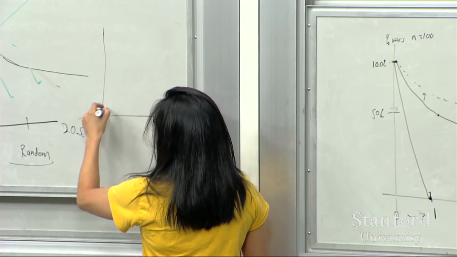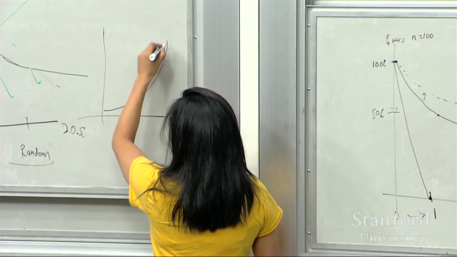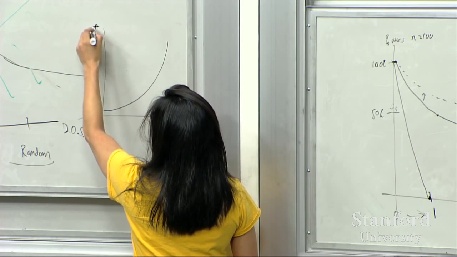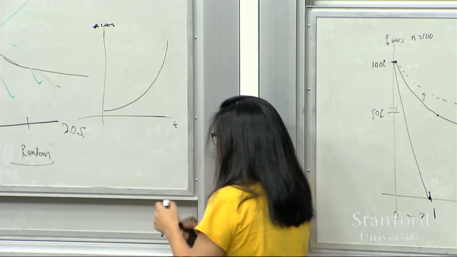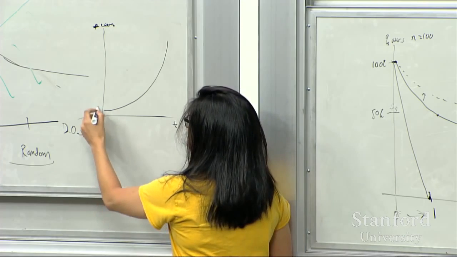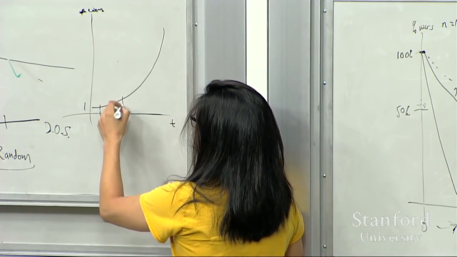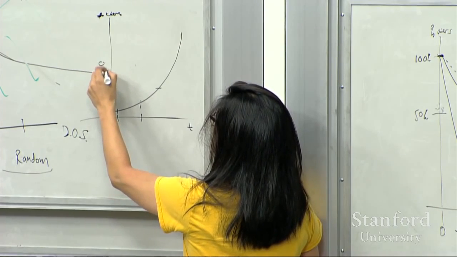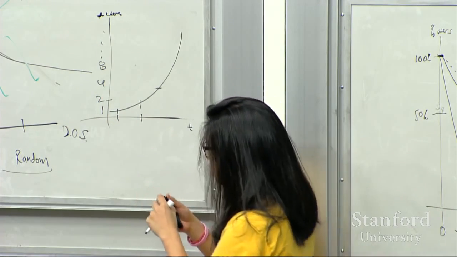And so it might look something like this. And this is T, and this is number of users. So, in week 1, you just want 1 user. In week 2, you want maybe 2 users, and so on and so forth. And you can keep doubling, up and up.